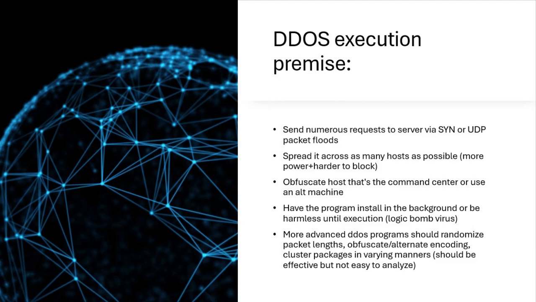And you want to obfuscate that host as the command center or use an alt machine, and you want to have that program that will send the packets for those other machines as a logic bomb, so it doesn't execute until those packets are actually out. And if you want a more advanced DDoS program, you should randomize packet lengths, obfuscate and alternate encoding, as well as cluster packages in varying manners.